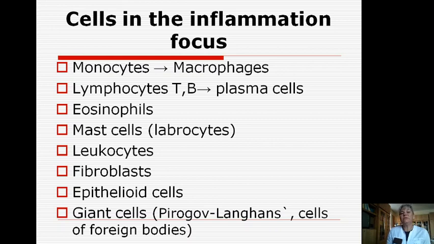I repeat, we see proliferation of many cells in the inflammatory zone. Which cells? I repeat, monocytes become macrophages in the inflammatory zone. T lymphocytes, B lymphocytes become plasma cells. Eosinophils, mast cells, leukocytes, fibroblasts, epithelioid cells, giant cells of Pirogov-Langhans, and foreign body cells.